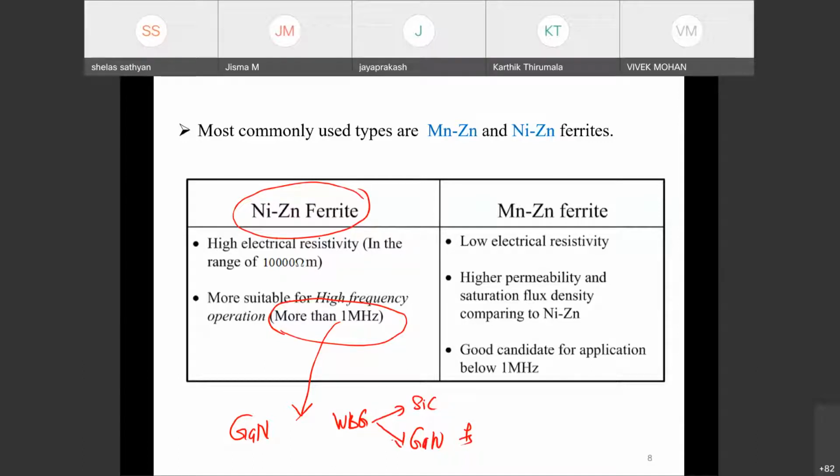Apart from 1 megahertz, if you are operating at a few kilohertz, 100 kilohertz, less than 100 kilohertz or 200 kilohertz, the manganese zinc ferrite core is the most suitable one. Even the cost is quite less. So for less than 1 megahertz applications, you could use the manganese zinc ferrite core.